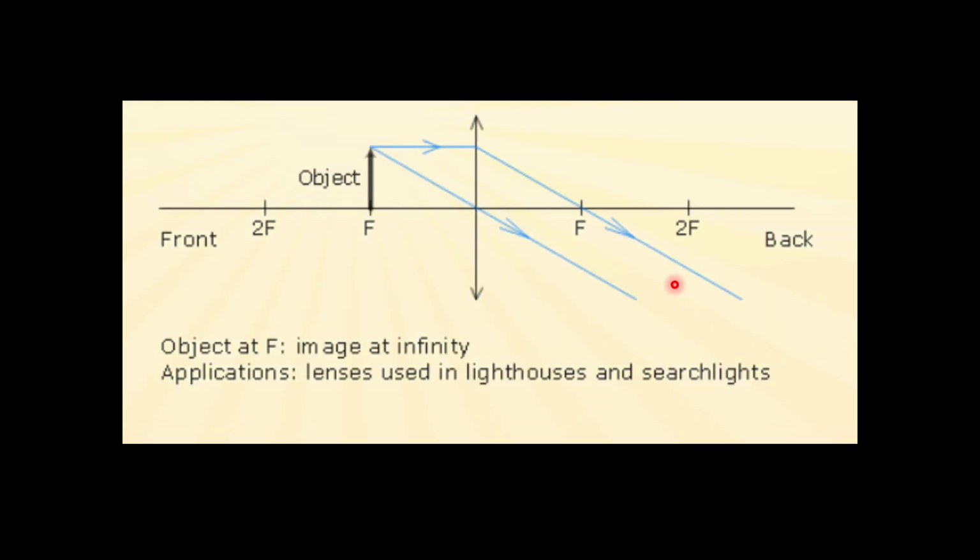Moving on, object at point F. Now let's look at this image. You're still going to draw the same light rays: parallel to the principal axis, and after it touches the lens, it converges into point F, or the focus, and another light ray goes to the optical center. As you can see in this one, these 2 light rays are actually parallel, so they are not going to meet, and the image is formed at infinity.